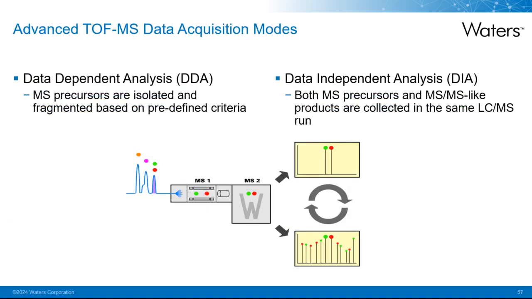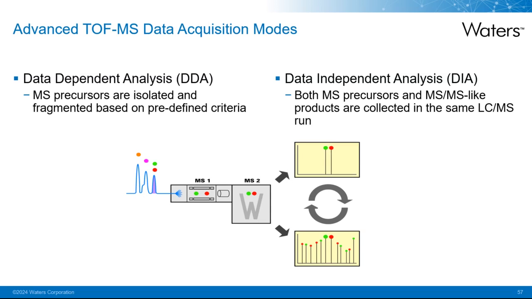Many TOF MS systems also have other modes of data acquisition that are used for specific applications, where both MS and MS-MS data can be acquired in the same LC run. These methods can be separated into two groups, DDA and DIA. Let's talk about these two.